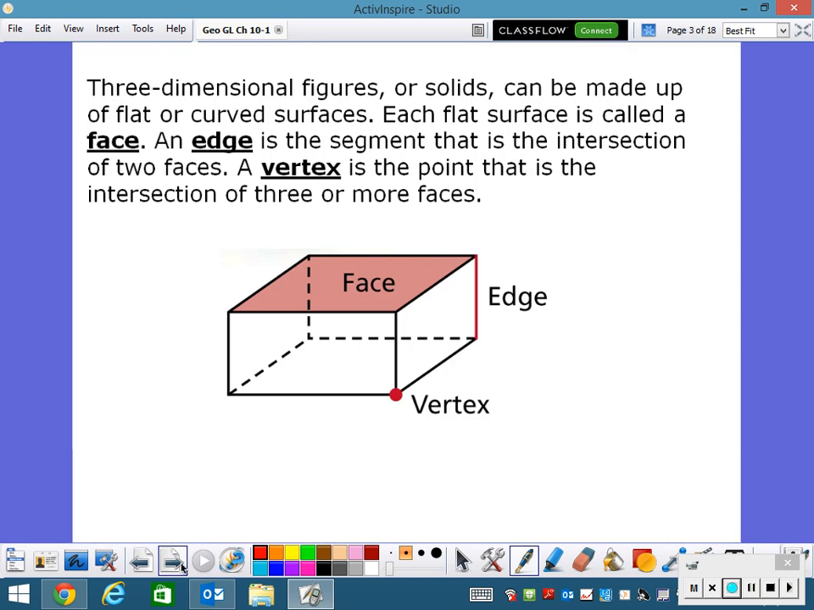Yeah, 3D shapes. We know about these guys. They've got faces, which are the flat parts. They've got edges, which are the line segment parts. And then they've got vertices, which are the corners. So that gets filled in on paper.